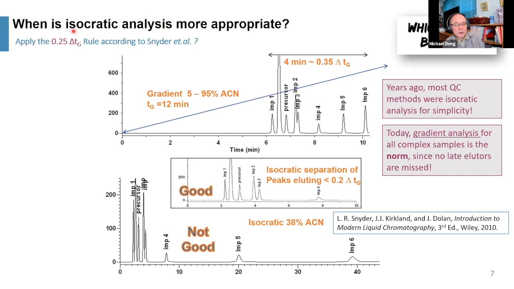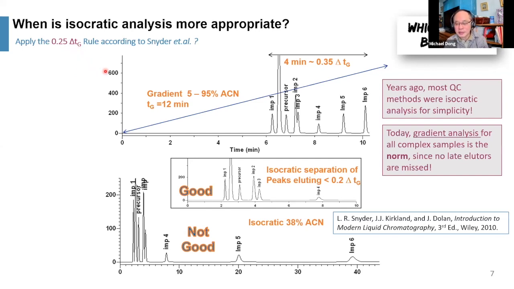Okay, so they invented a rule called the 0.25 delta TG. TG is the total gradient time, right? So what Dr. Snyder, who's being called the father of liquid chromatography, said is that if you have an assay and all your peaks eluted between 0.25 delta TG, then you can probably do it in the gradient, right? If it's larger than that, you should do a gradient. I'm sorry, if it's smaller than 0.25, you can do isocratic, right?